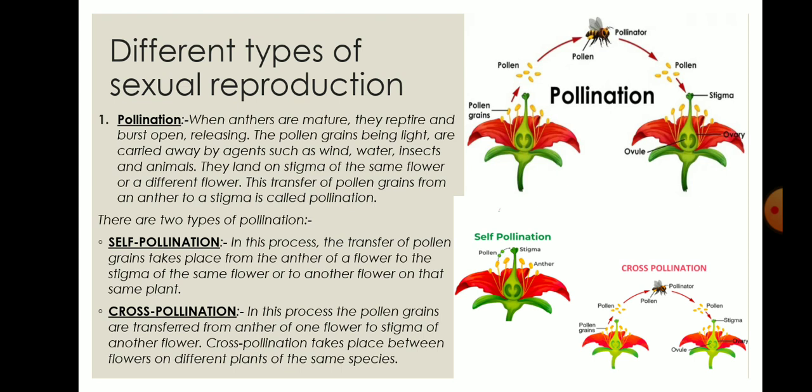Cross pollination. In this process, the pollen grains are transferred from the anther of one flower to the stigma of another flower. Cross pollination takes place between flowers on different plants of the same species.